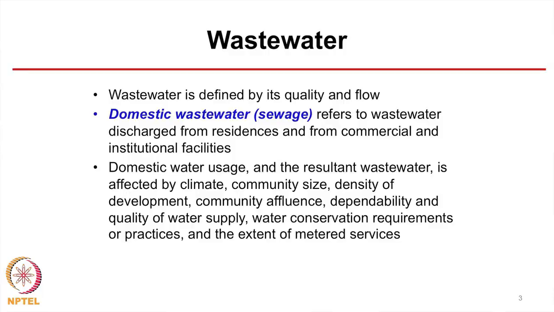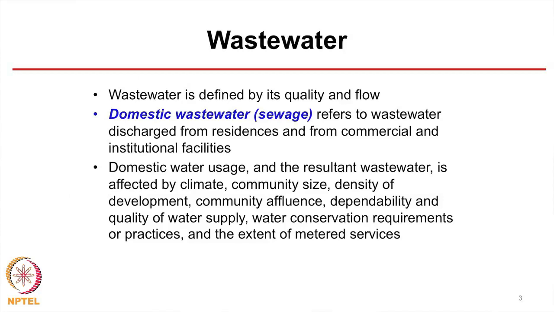And basically we are dealing with domestic wastewater, which is sewage from the urban areas or rural areas, from the housing societies, the houses. Sometimes we have some small commercial facilities that also discharge their wastewater, but that is accommodated into sewage. Or institutional, like colleges or some other institutes, that also gets accounted into domestic wastewater. And how domestic wastewater varies depends on the usage, and the resultant wastewater is affected by climate, community size, density of development, community affluence, dependability, quality of water supplies, and water conservation practices. So these are all factors that will affect the quality and quantity of wastewater generated.